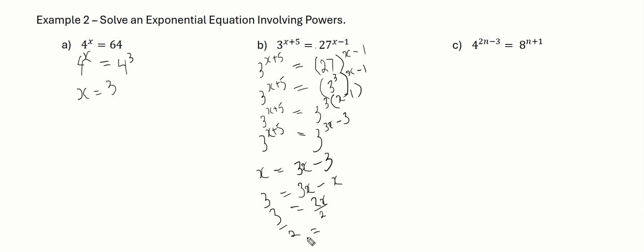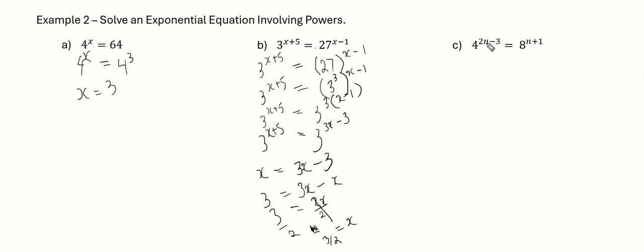And that should be 3 over 2 equals x, because this 2 cancels out. Hope that's the answer. Anyways, you get the idea.